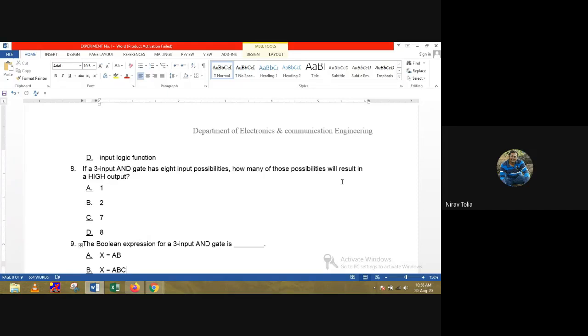Only Keyur gives the answer. What about others? For my AND gate, we have 8 different input possibilities. So at how many possibilities are we getting a high output? Okay, Parthiv, Kisan, Sanjana.